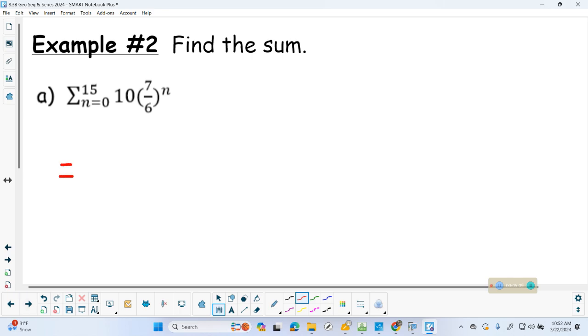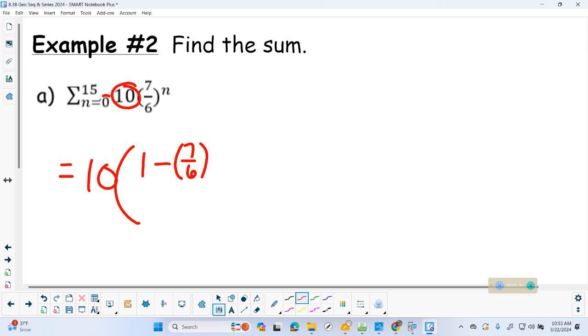Okay, easy question for you to kick it off. What's the first term? 10. That's your first term. Okay, 1 minus r. What's r? 7 over 6. Now, here's the spicy part. We are going to raise this, which is a kind of a pain to type in your calculator, to how many terms you're finding the sum of.